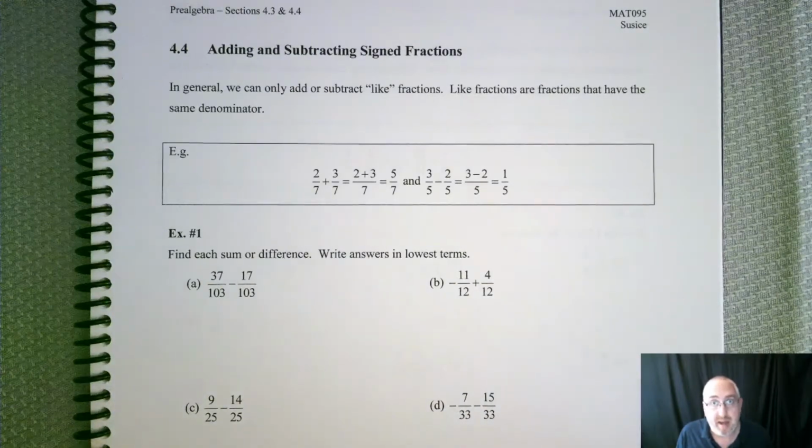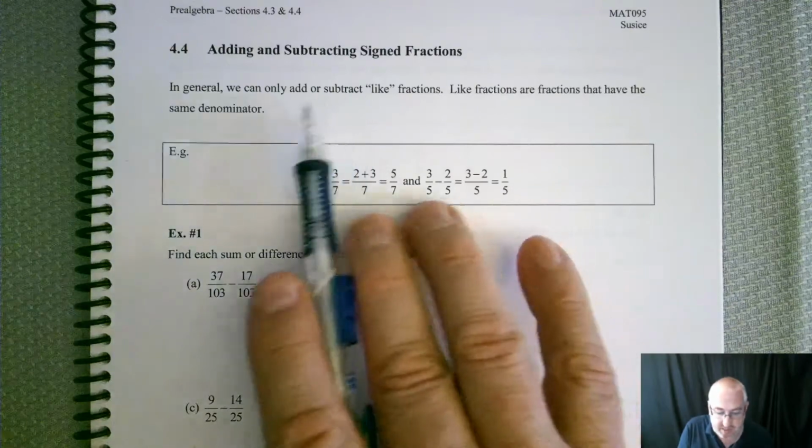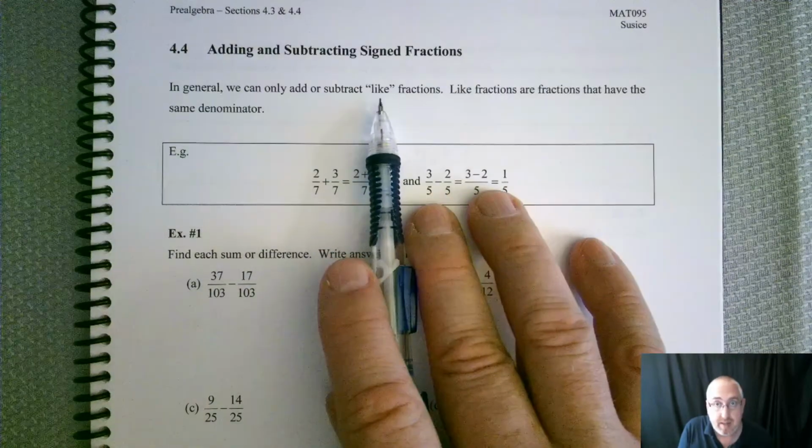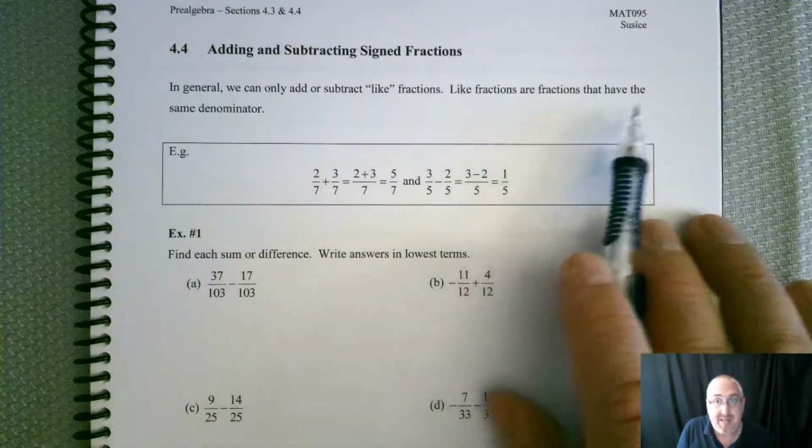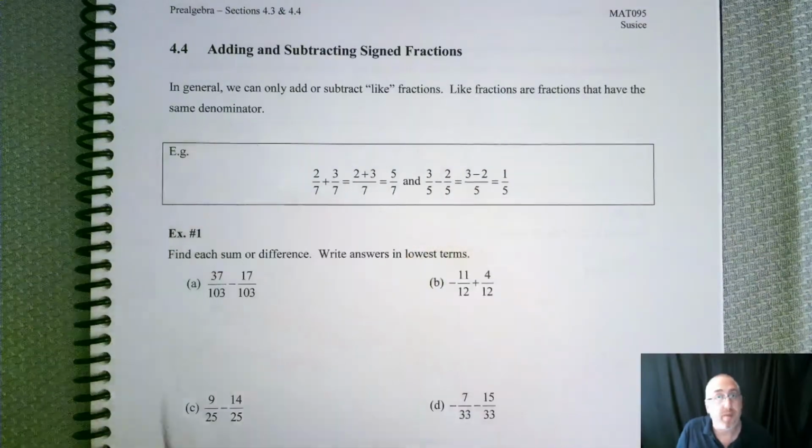The biggest caveat with adding and subtracting fractions is that the fractions have to be like. And like fractions are fractions that have the same denominator. So that's the only way we can add or subtract fractions, is they have to have the same denominator. There's no way around it. When they're the same though, it's a very nice, easy process.